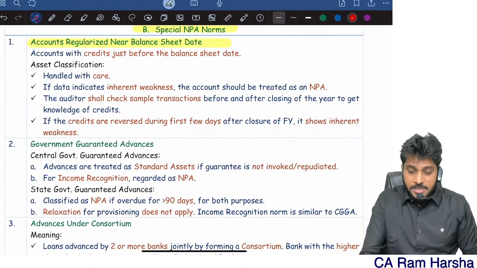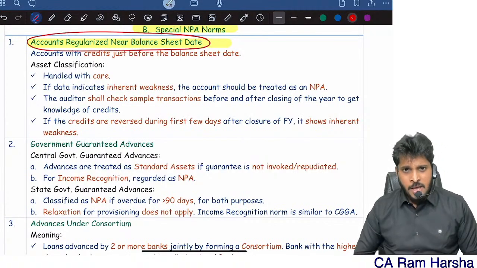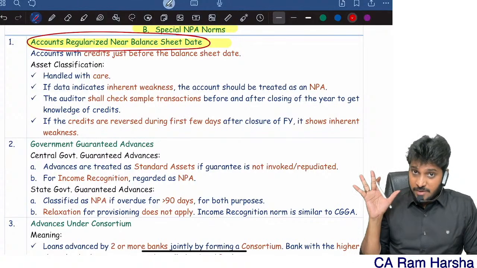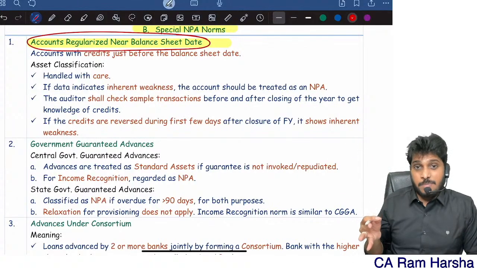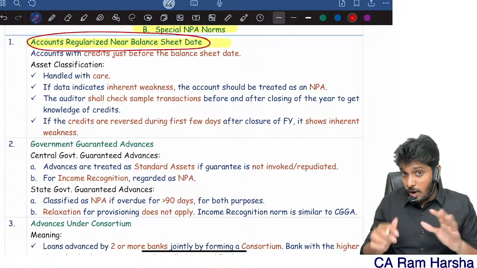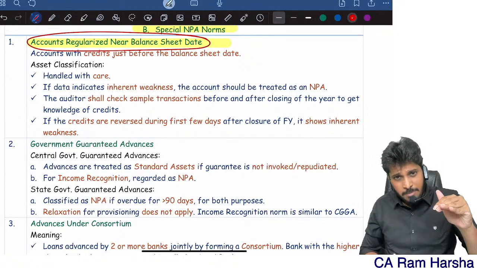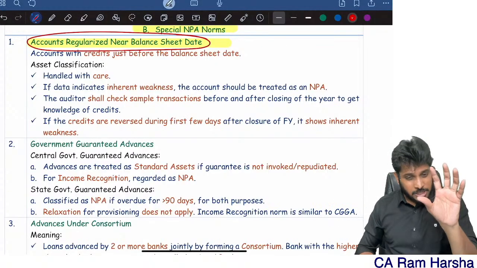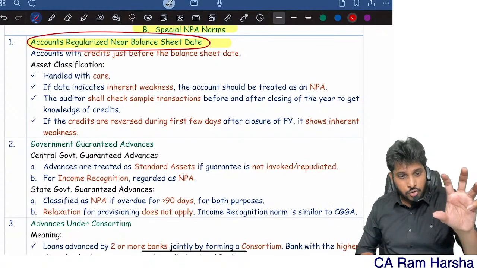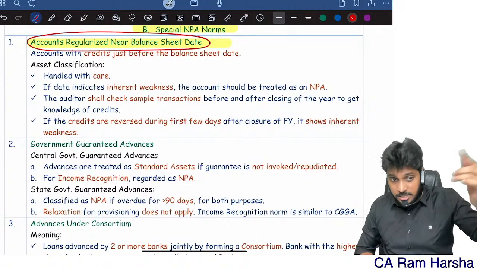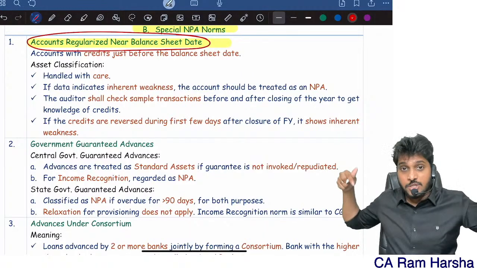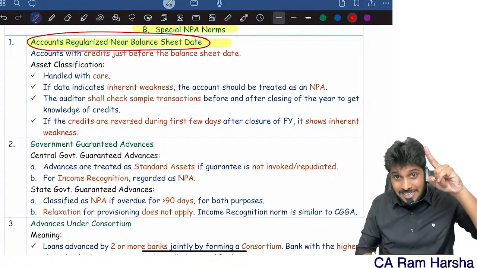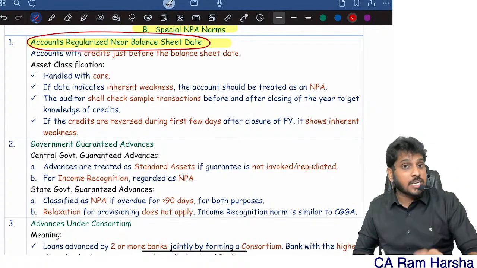Accounts regularized near the balance sheet date. This means during the year it became NPA, but the customer repaid by 31st March, and now again it became NPA. In some banks, the customer repays before 31st March and again after March withdraws the money. Just to make sure there are no NPAs on 31st March, the customer repays temporarily and withdraws later. If you think it is bank manipulation, you will treat it as NPA even though there is a repayment.